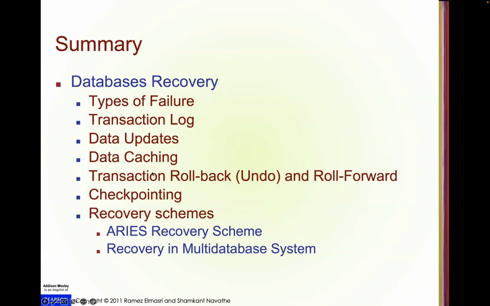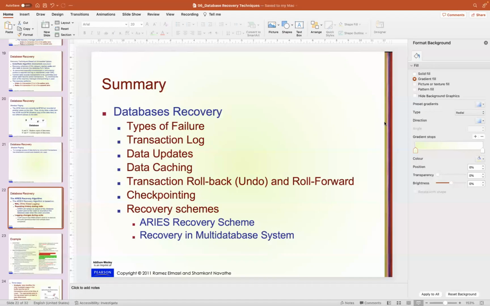With this we have completed the chapter. We talked about the types of failure where database recovery is needed. We talked about the transaction log. We talked about the different types of update, including immediate update, force update, shadow update, delayed update, and lazy update. We discussed data caching techniques. We saw transaction undo, roll back, and roll forward. We saw what checkpointing is. We talked about recovery schemes using the ARIES recovery scheme and recovery in multi-database systems. That's it for this chapter.